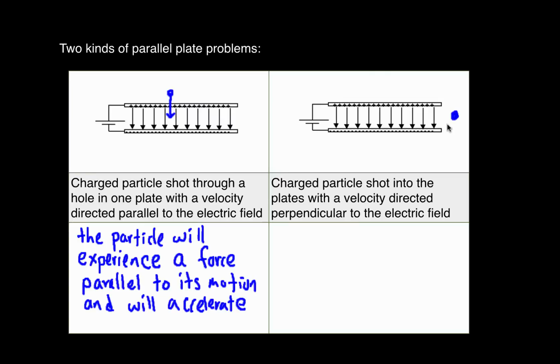The second type of problem is when a charged particle is shot into the plates with a velocity directed perpendicular to the electric field. In this kind of problem, the particle takes a parabolic path, similar to a projectile as it travels between the plates. The particle will experience a force that is perpendicular to its motion and move in a parabolic trajectory.